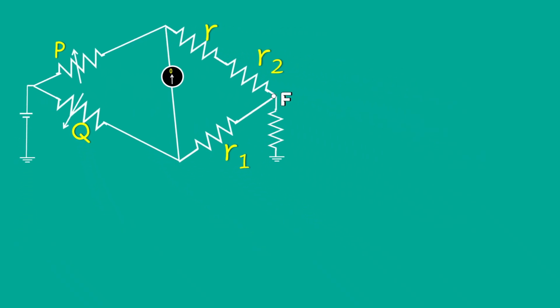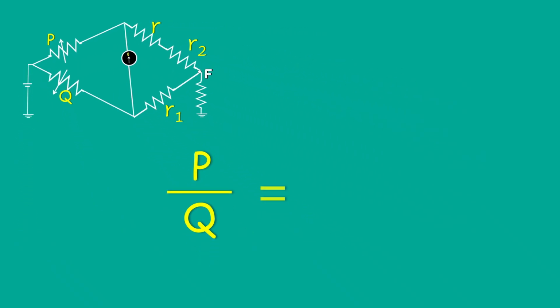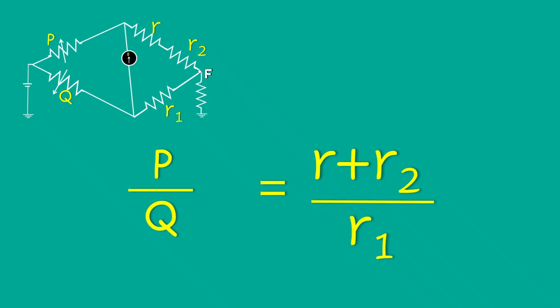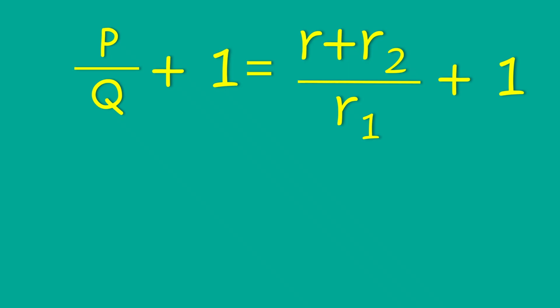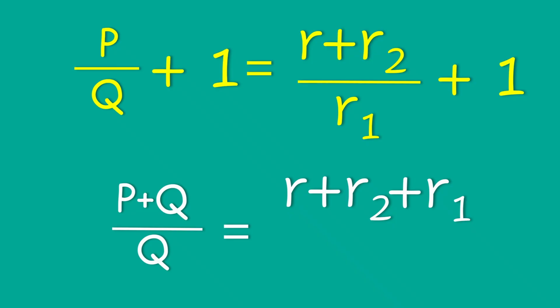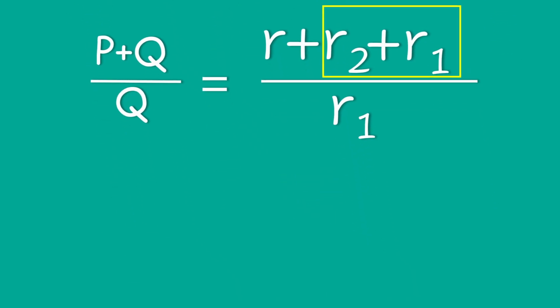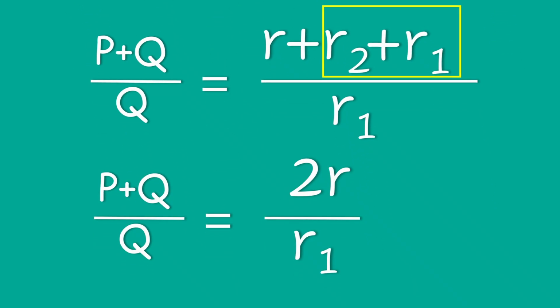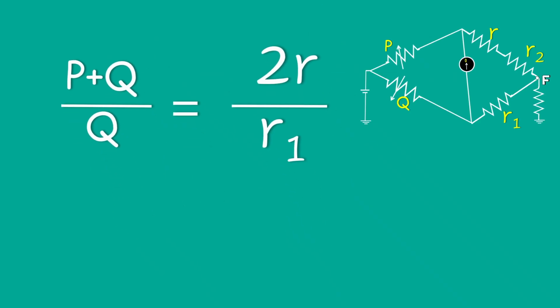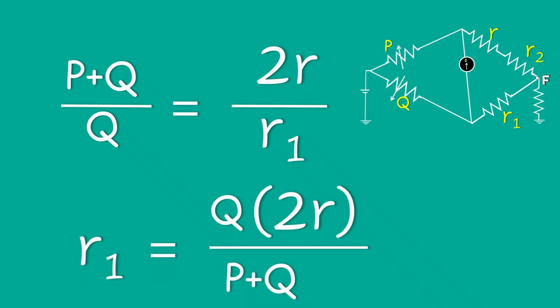Now it is balanced. Therefore, P by Q is equal to (R plus R2) divided by R1. If you add 1 on both sides, we get (P plus Q) divided by Q is equal to (R plus R2 plus R1) divided by R1. We know that R1 plus R2 gives R. Therefore, (P plus Q) divided by Q is 2R divided by R1. Here, P, Q and R are known values. By substituting these values, we can find the unknown resistance R1.